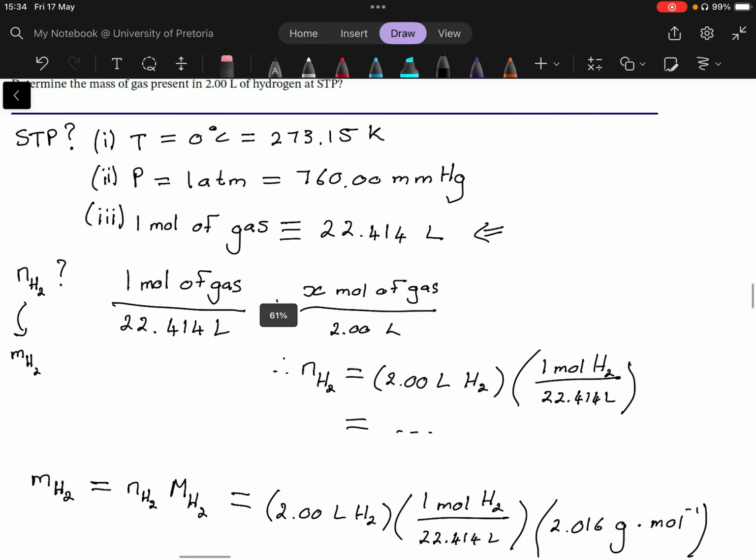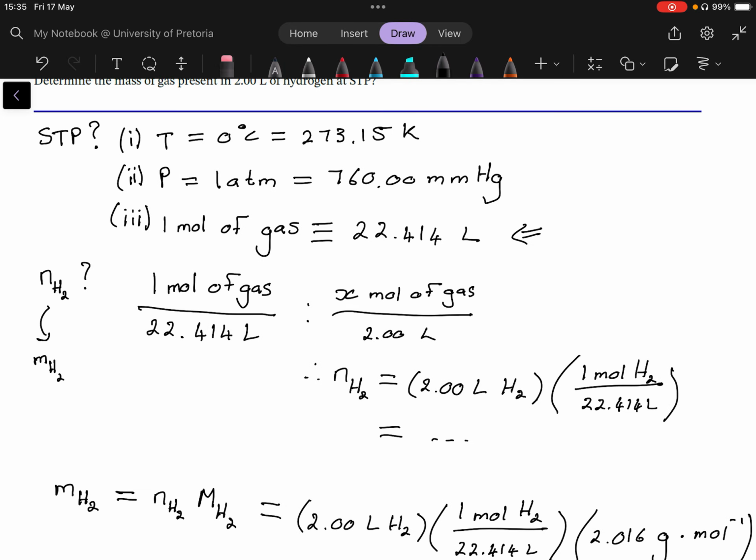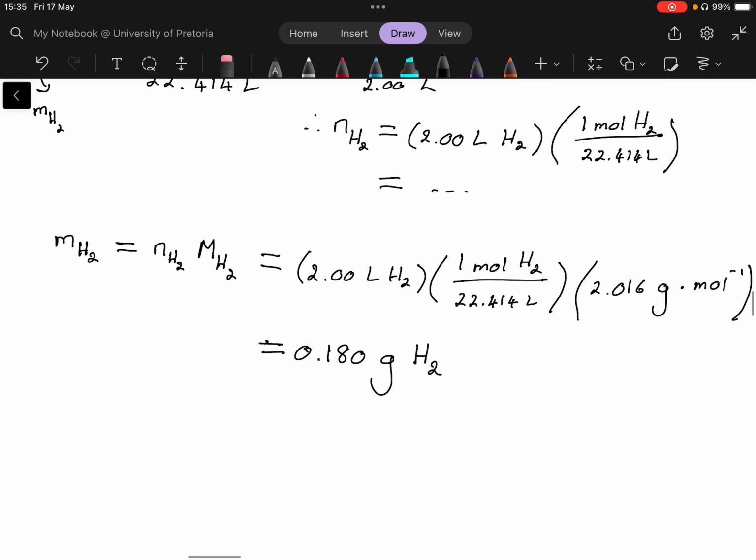So the things that I wanted to introduce in this question was, what does STP mean? Firstly, the temperature is 0 degrees Celsius, pressure is 1 atmosphere, and we know that 1 mole of gas will have a volume of 22.414 liter. So hence, we can use that to get the number of moles of a gas, and then from that, the mass.